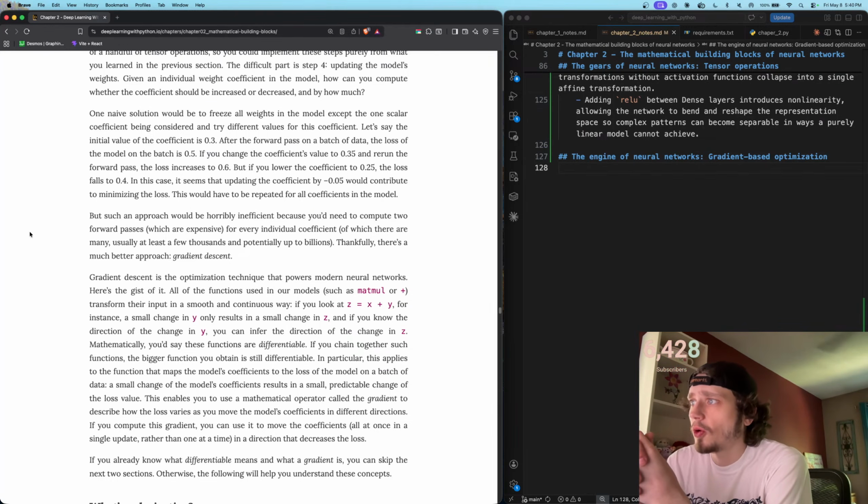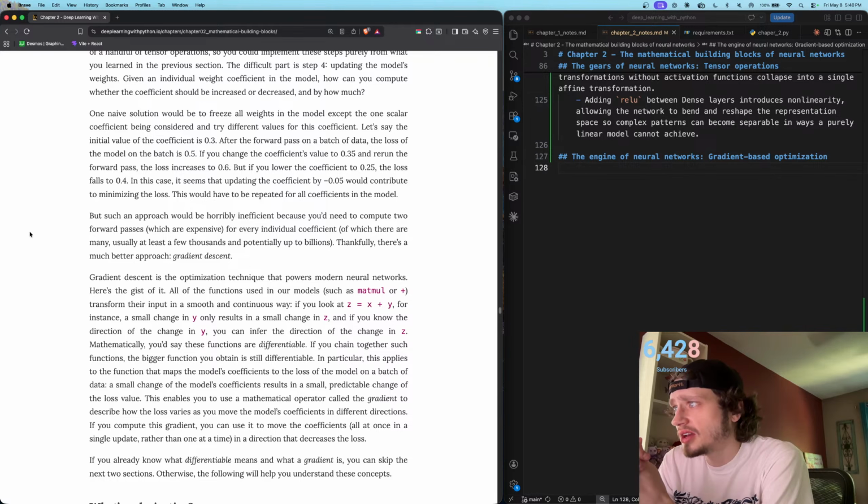But such an approach would be horribly inefficient because you need to compute 2 forward passes, which are expensive, for every individual coefficient, of which there are many, usually at least a few thousand, and potentially up to billions. Thankfully, there's a much better approach: gradient descent.